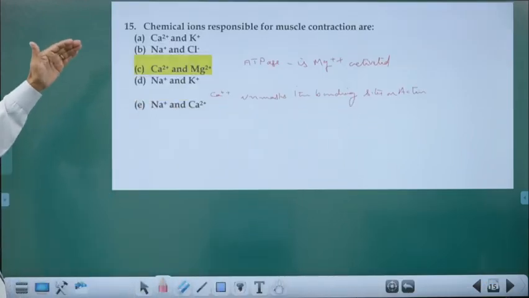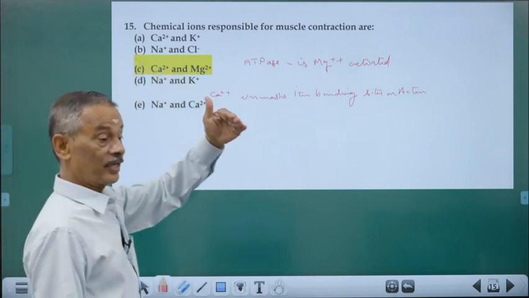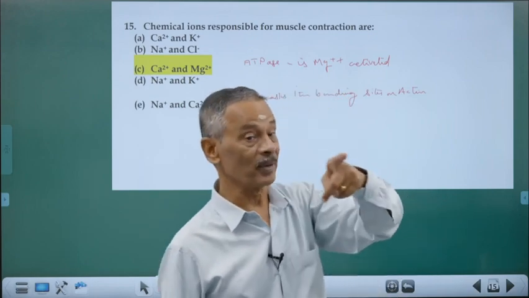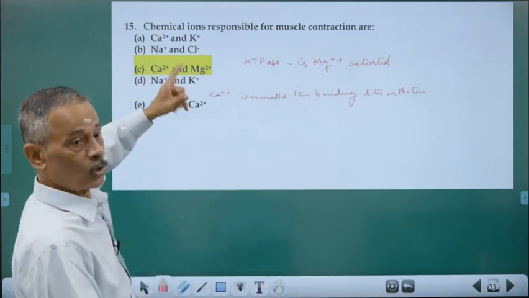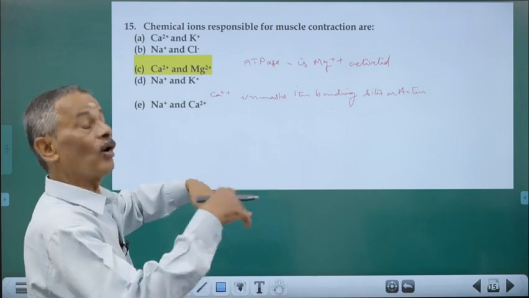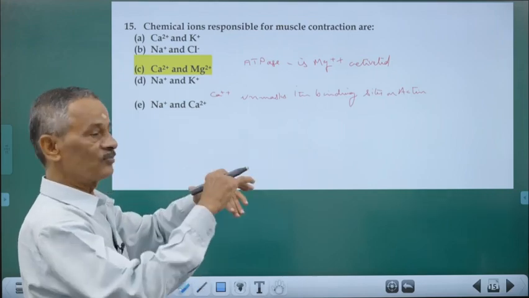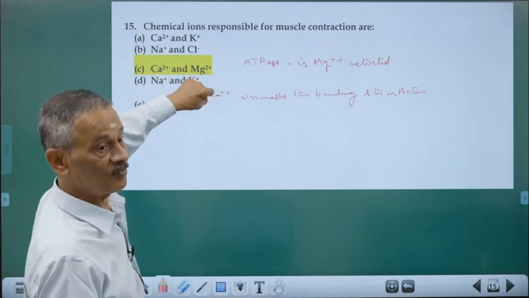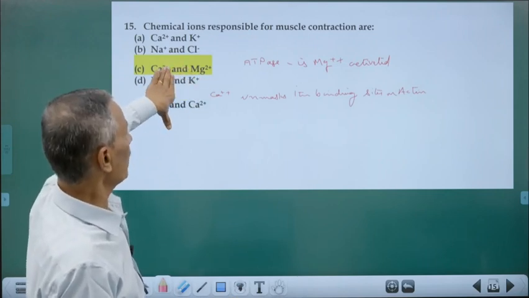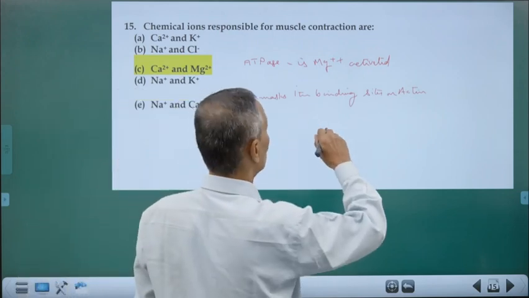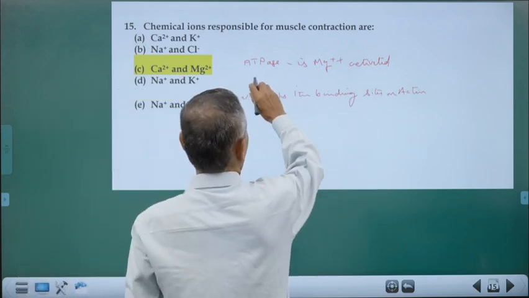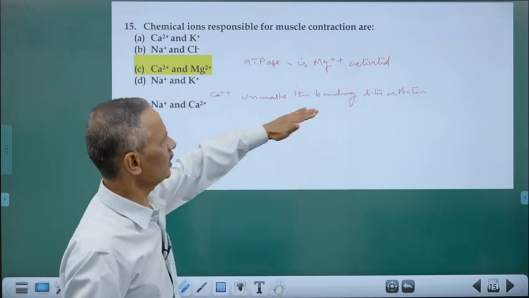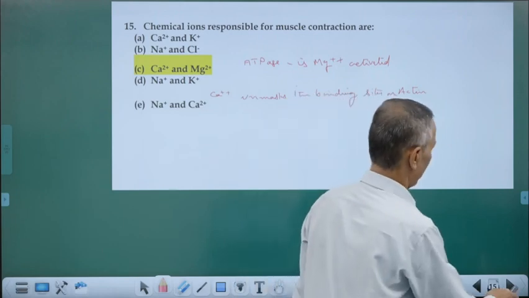Chemical ions responsible for muscle contraction. There are two ions which are very, very important: calcium and magnesium. Calcium is for the activation, for unmasking the binding sites, and magnesium is for ATPase activation. The ATPase enzyme will be working. It enzymatically splits ATP into ADP and P. So ATPase is magnesium activated, and calcium unmasks the binding sites on actin.